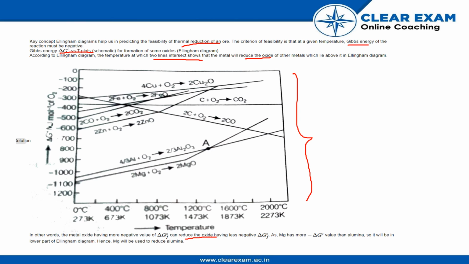So as you can see clearly in this one, magnesium has more negative delta G value than alumina, so it will be in the lower part of the Ellingham diagram. Hence, it will be used to reduce alumina.